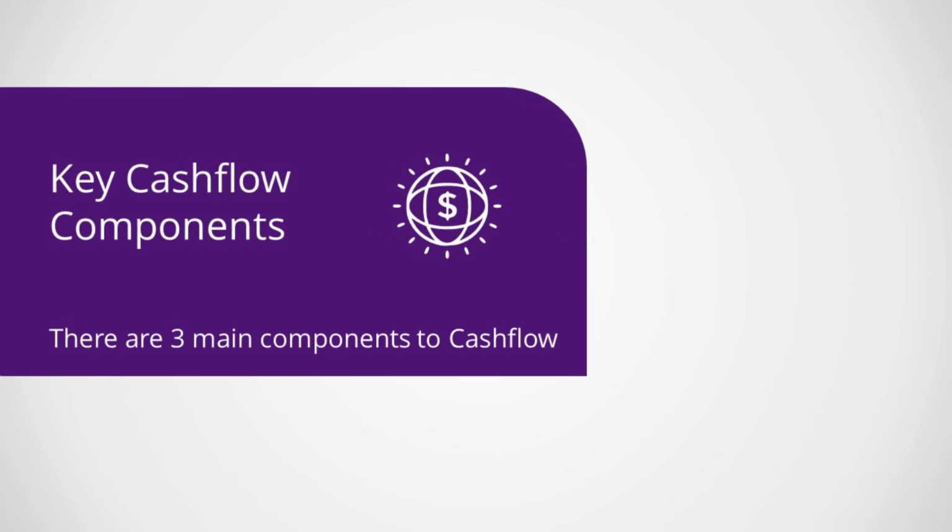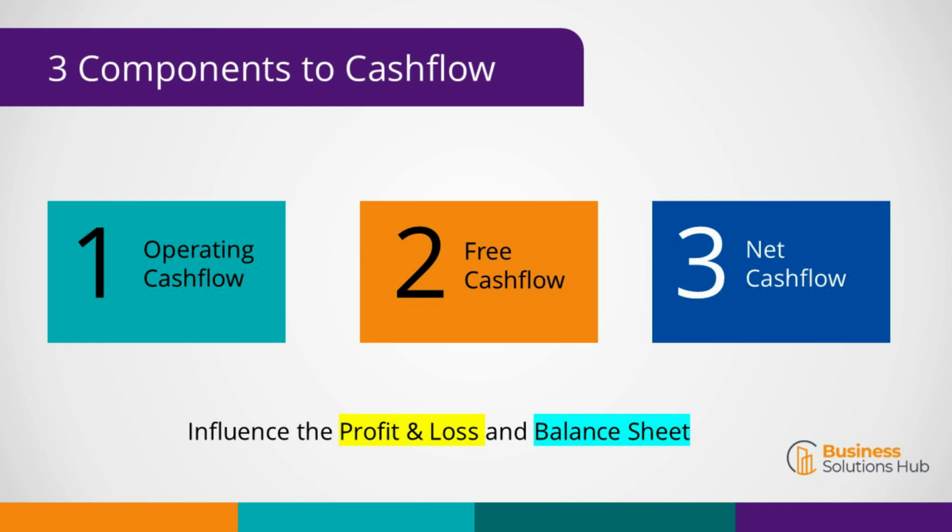Obviously, cash is a critical component in any business. And you often wonder, where's my cash gone? Where's it disappeared to? And I need to look and see and understand. So that's why we talk about the three main components, namely operating cash flow, free cash flow, and net cash flow. And it goes in that order. These components influence the profit and loss and the balance sheet.